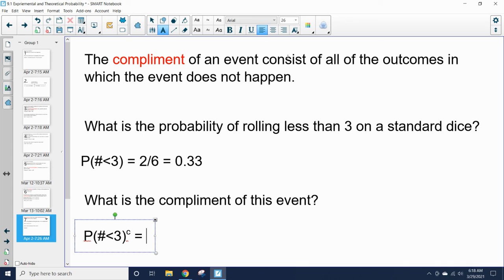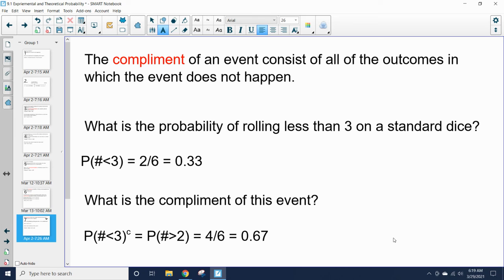So this would be equivalent to the probability of getting a number that is greater than 2, because the opposite of less than 3 is greater than 2. So what numbers are greater than 2 on our 6-sided dice? Well, there are 4 of them. There's 3, 4, 5, and 6, which would give us 0.67.